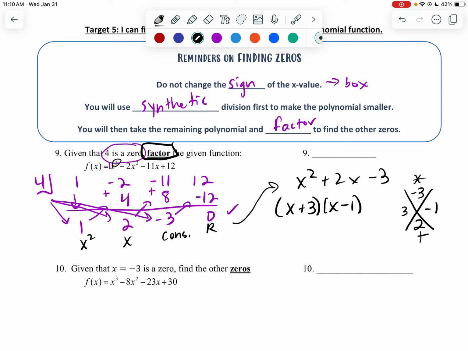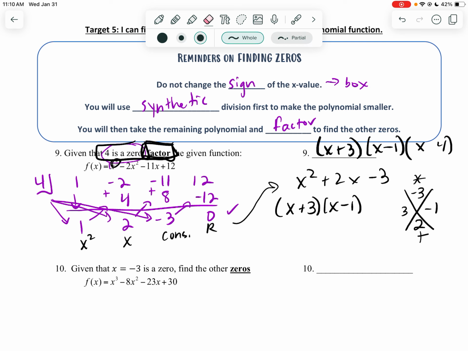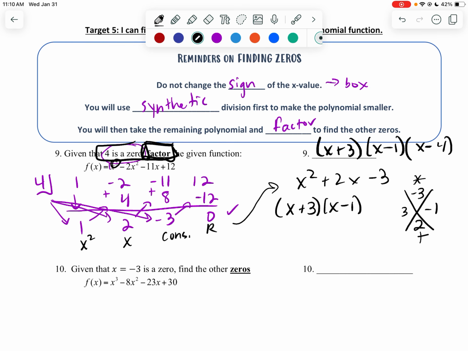Now I need to decide, do I need to solve those or are those my answers? Since this says factor, those are factors. So I'm not going to solve them. But since this is x to the third, I am missing 1. And this is kind of the trickier one. 4 is the 0. So I'm not going to say x plus 4. I'm going to say x minus 4 because factors and zeros are opposites.